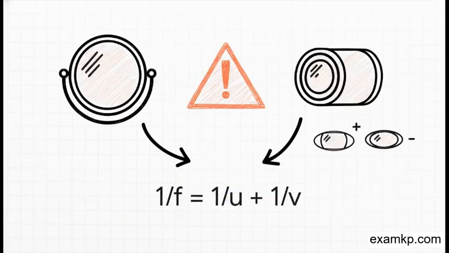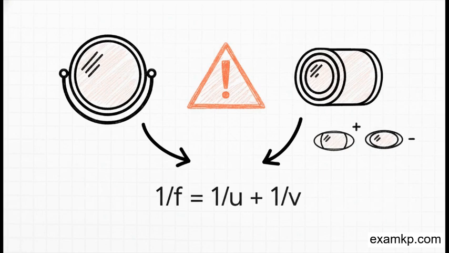And now we move on to lenses. Take a good look at the formula on your screen. Does it look familiar? It should. It is identical to the mirror formula we just used. 1 over F equals 1 over U plus 1 over V. So if you know one, you already know the other.